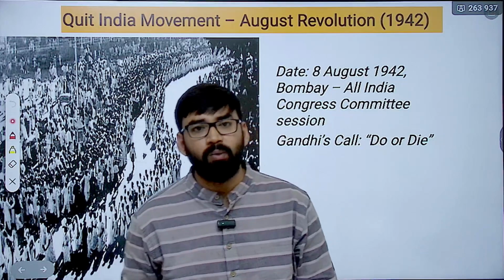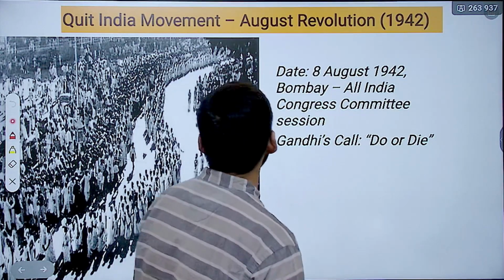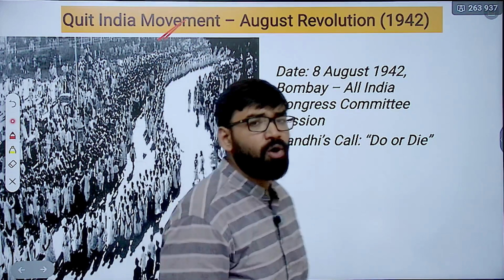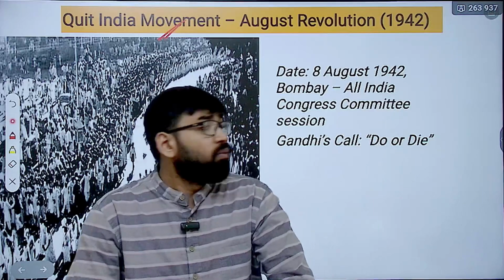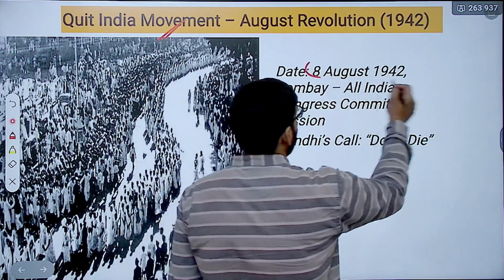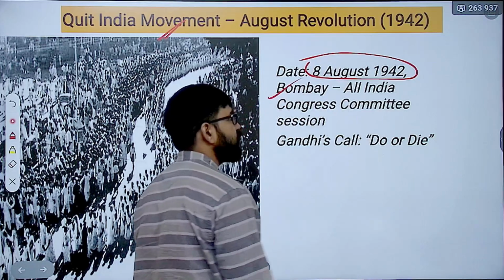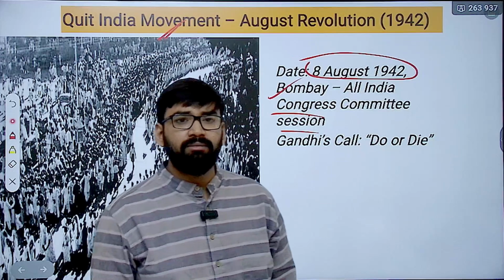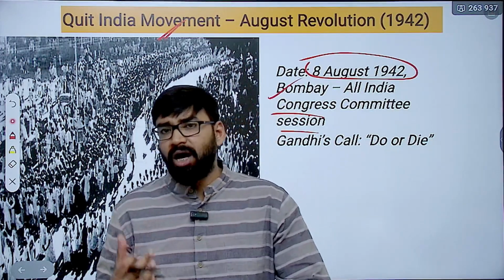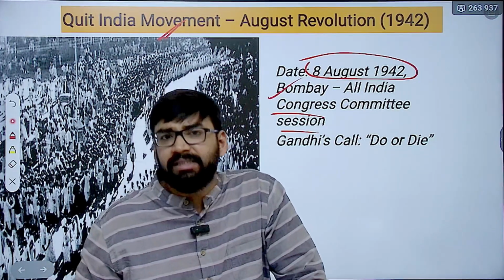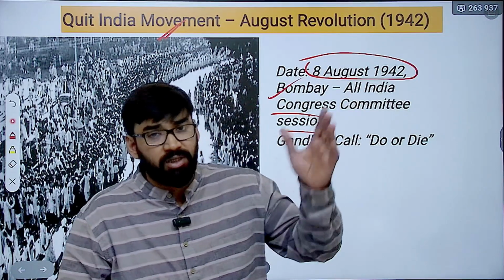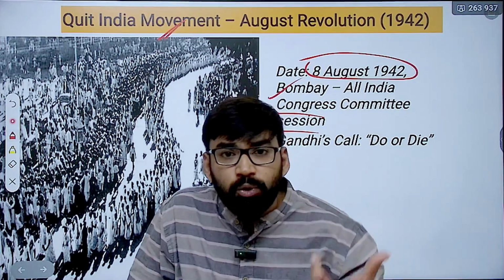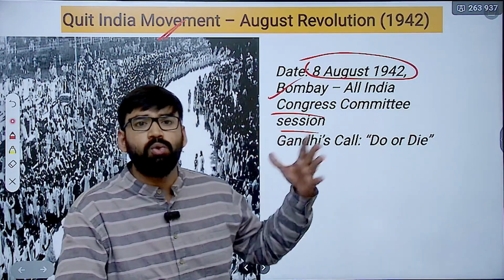It is the background. So first we are going to understand the event called the Quit India movement, which is also called the August Revolution of 1942. What is the date of launch? 8th of August 1942 at Bombay, which was passed by the All India Congress Committee session. Before this movement could start, all the frontline leaders were arrested. So when Gandhi, Nehru and all these leaders were arrested, the people asked Gandhiji what to do now. So he gave a slogan called do or die.